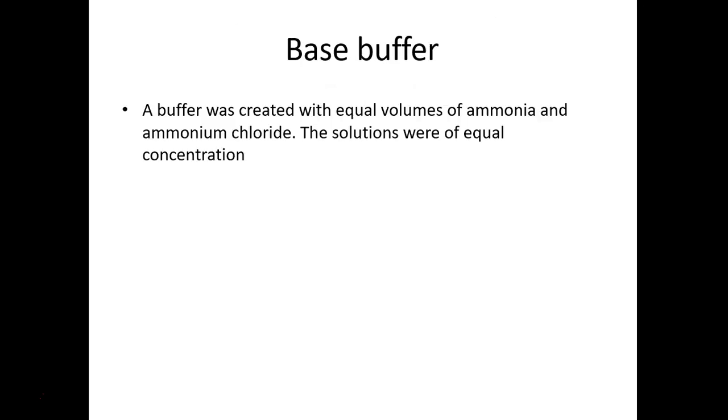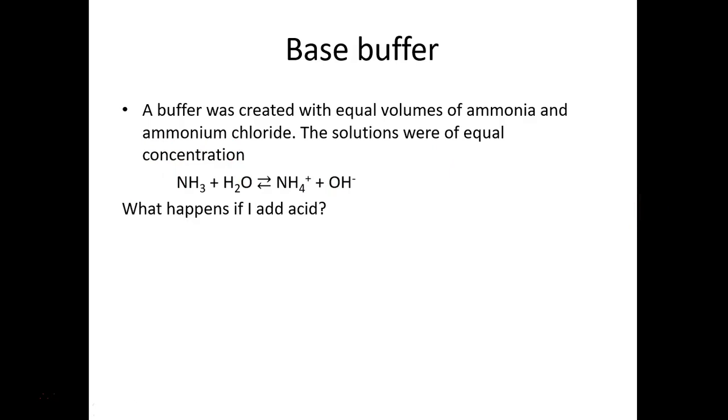Let's look at a base buffer system. So we could create a buffer with equal volumes of ammonia and ammonium chloride. And let's just say these solutions were of equal concentration. Doesn't matter what they are. Okay, so this would be the equation we would use to represent this. And again, the ammonium chloride, we don't really care about the chloride ion. It's just a spectator. The ammonium is what we care about because it's the conjugate acid of the weak base.